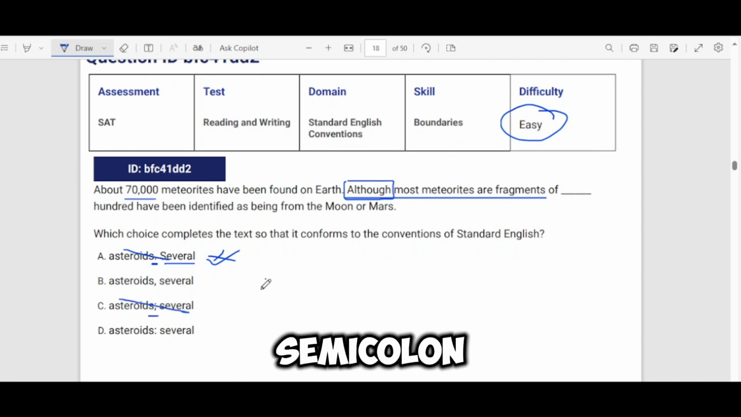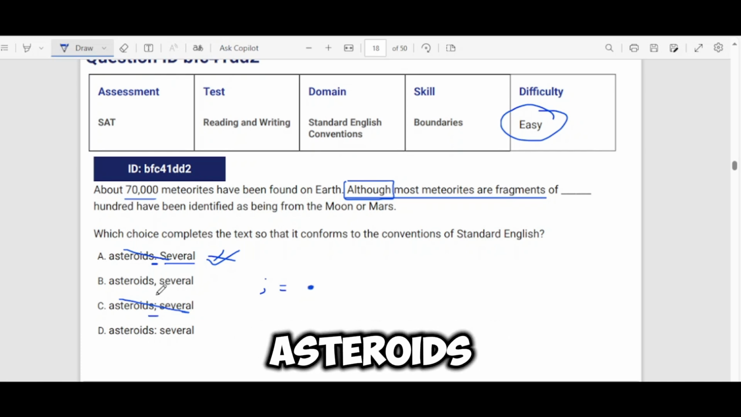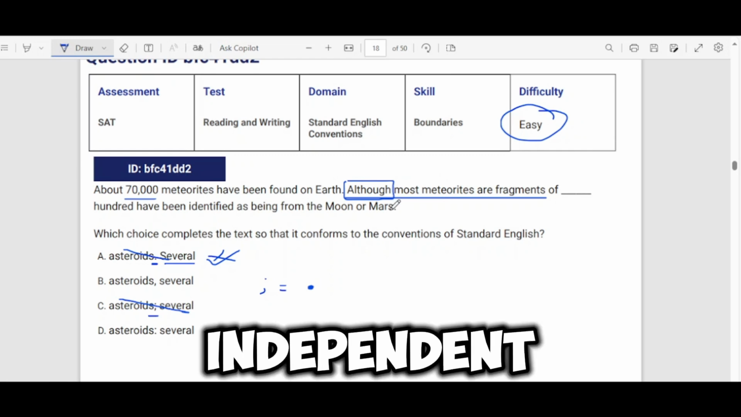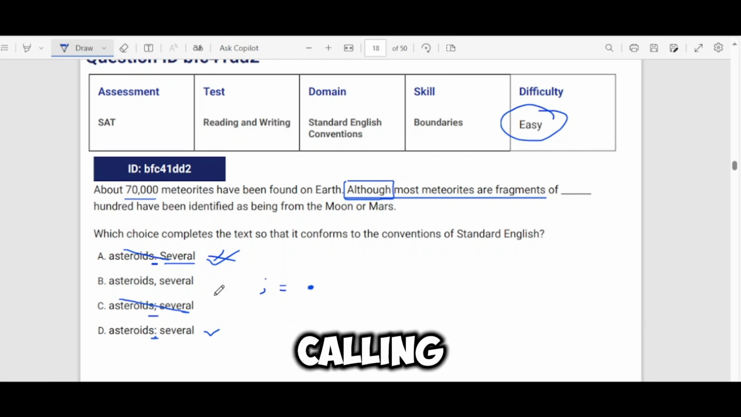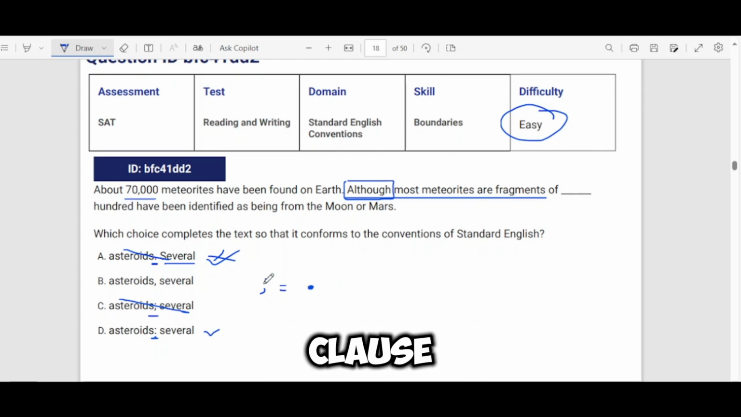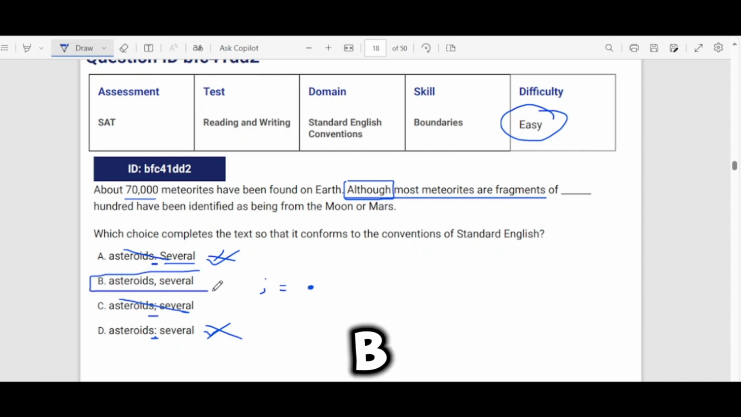Why? Because semicolon equals full stop, as I told you before. Okay, asteroids comma several. This seems correct. Let's see this one though: asteroids colon several. This one will only be correct if we have an independent clause before this colon. Although most meteorites are fragments of asteroids, is this an independent clause? No, this is a dependent clause, so we can't use a colon here, so this one's incorrect. The correct answer here is B.